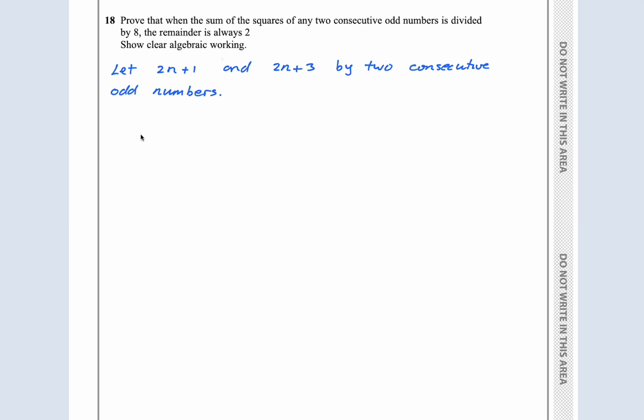Right, so I need to square them. 2n plus 1 times 2n plus 1 is equal to this times this, 4n squared, this times this, plus 2n, this times this, plus 2n, 1 times 1 plus 1, which is 4n squared plus 4n plus 1.